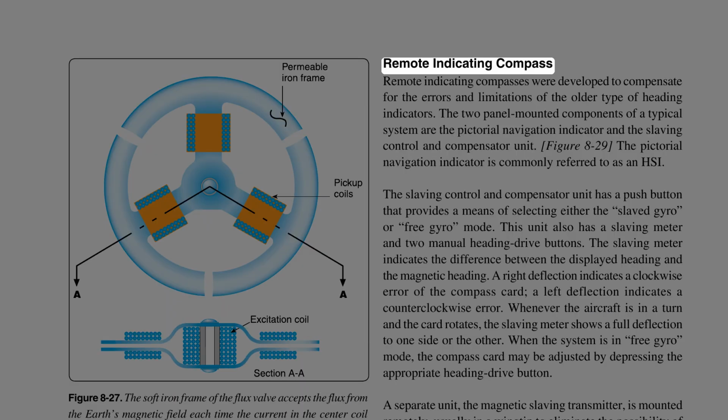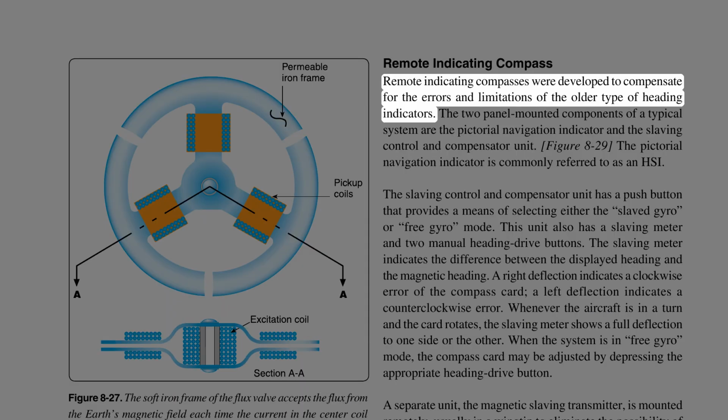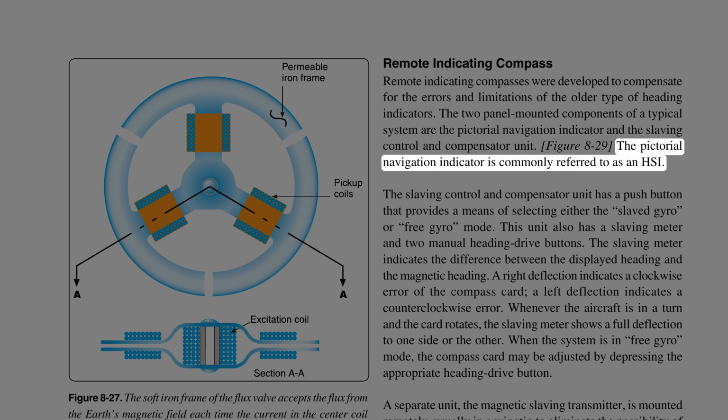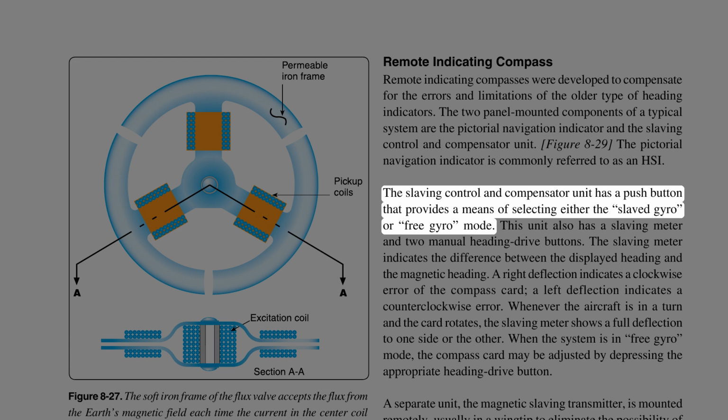Remote indicating compass. Remote indicating compasses were developed to compensate for the errors and limitations of the older type of heading indicators. The two panel-mounted components of a typical system are the pictorial navigation indicator and the slaving control and compensator unit. The pictorial navigation indicator is commonly referred to as an HSI. The slaving control and compensator unit has a push button that provides a means of selecting either the slaved gyro or free gyro mode.